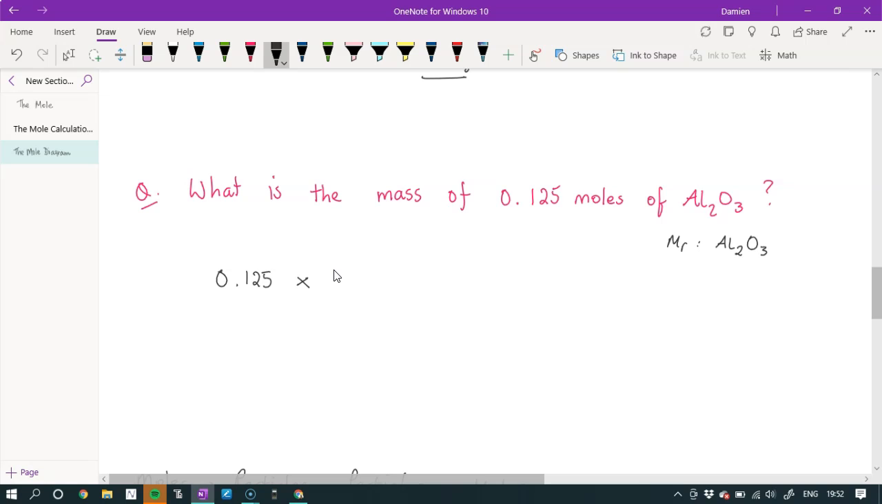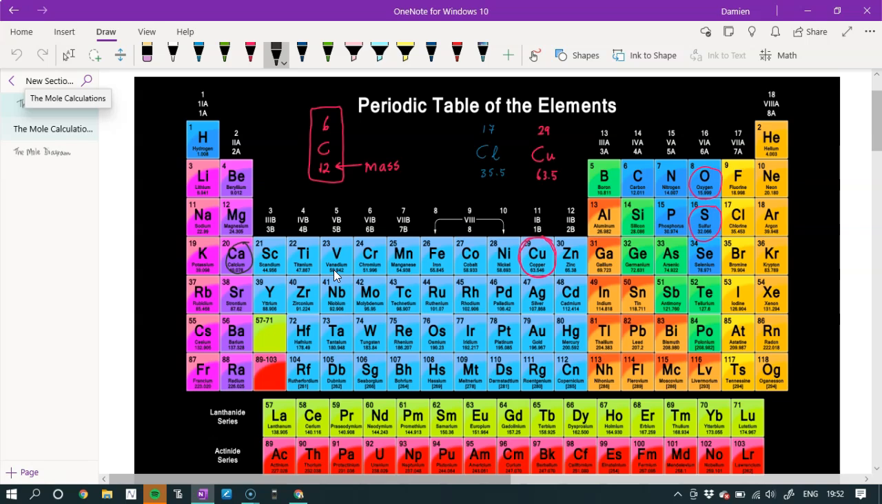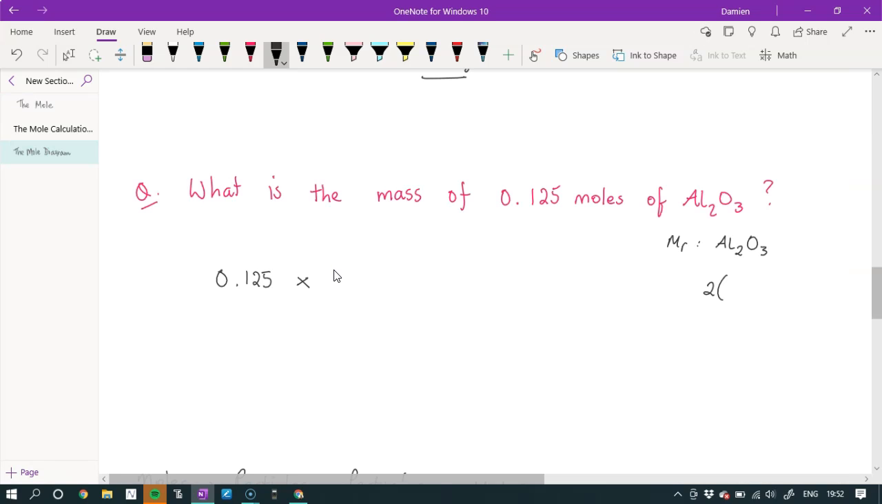So we've got 2 times aluminium. So 2 multiplied by, you go back to your periodic table, you find aluminium. Aluminium is here, 26.982, so we'll mark that as 27. So it's 2 times 27, plus 3 oxygens, which is 3 times 16. So 2 27s, that's going to give us 54, plus 48 for 3 16s. So that gives us a total of 102.